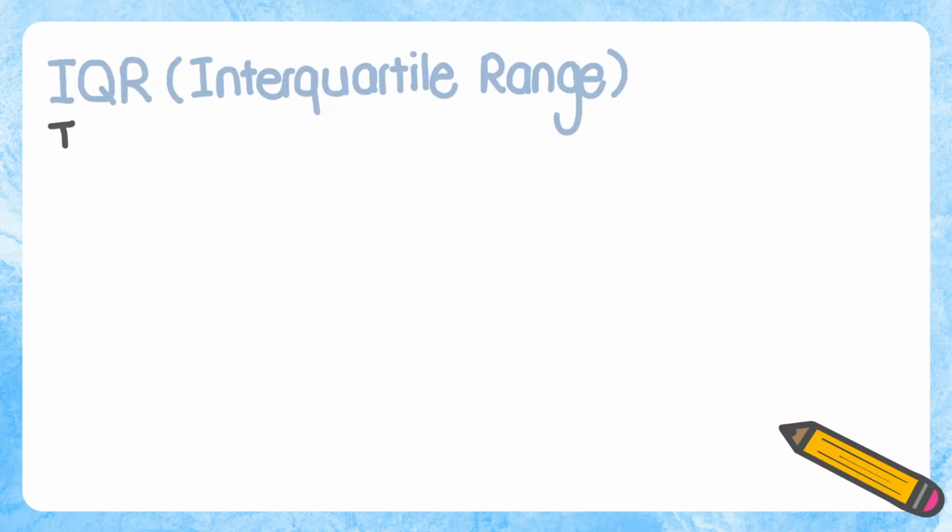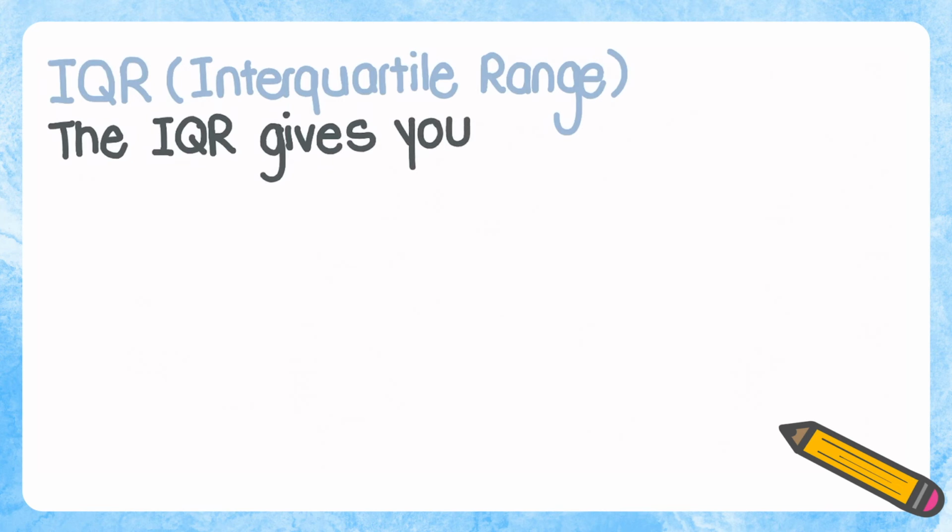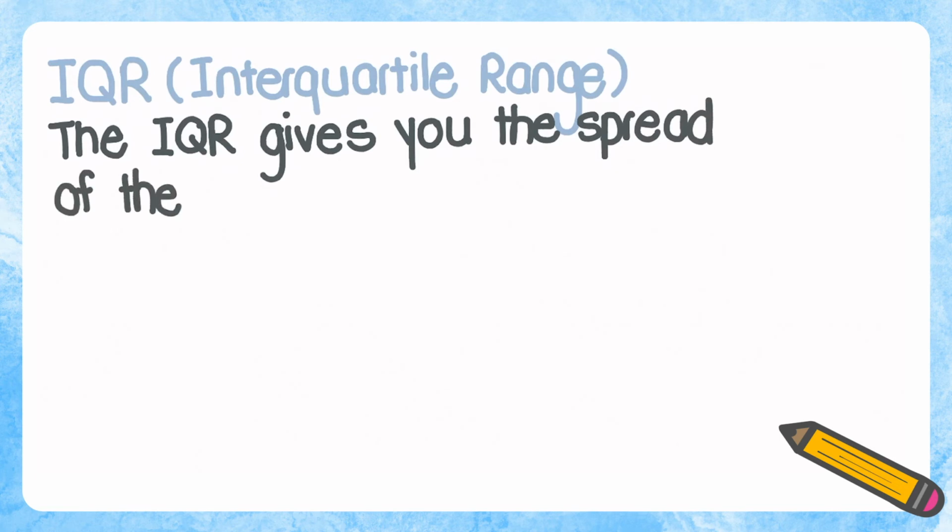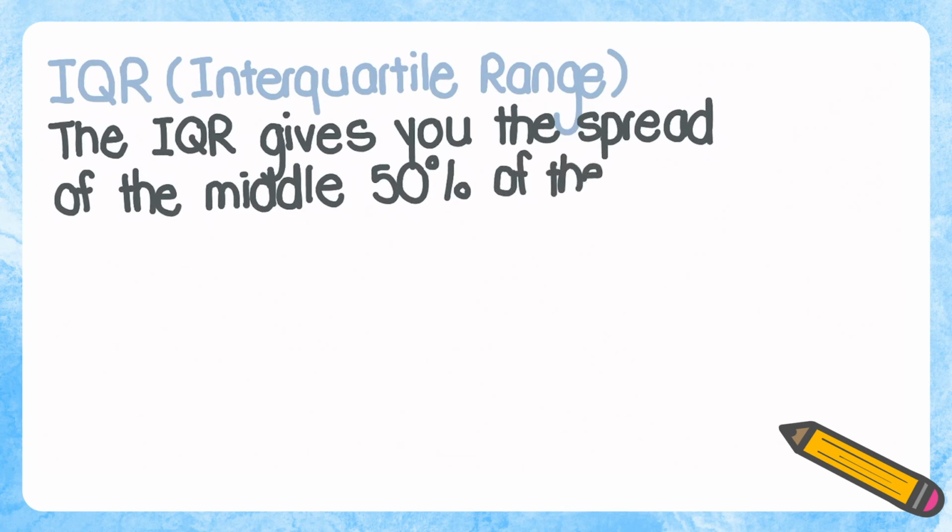IQR is short for interquartile range. Notice the word quartile, right? So the IQR gives you the spread of the middle 50% of the data. So it focuses on the middle half of the data. It doesn't focus on the bottom 25% or the upper 25%. So it focuses on the middle 50% of the data.